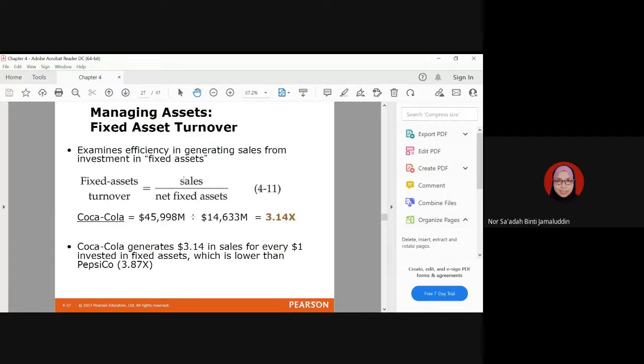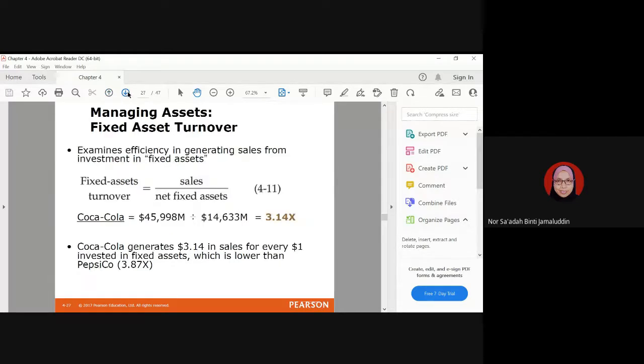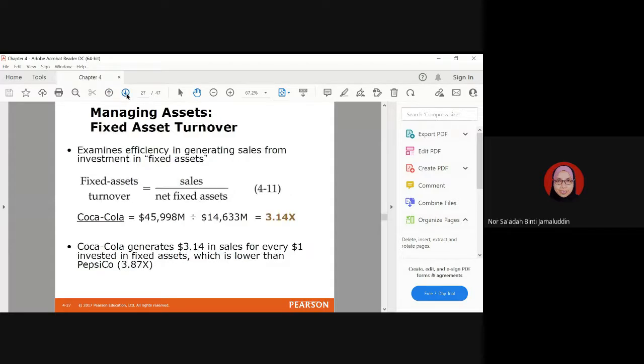Alright, this is examined under the same formula. It examines efficiency in generating sales from investment in fixed assets. This is fixed asset turnover, so of course the sales must be divided by net fixed assets. But before this, we calculated total asset turnover, so sales must be divided by total assets.